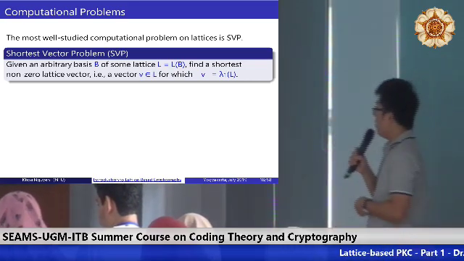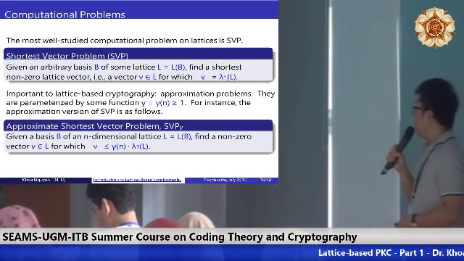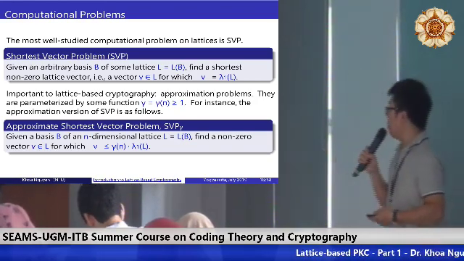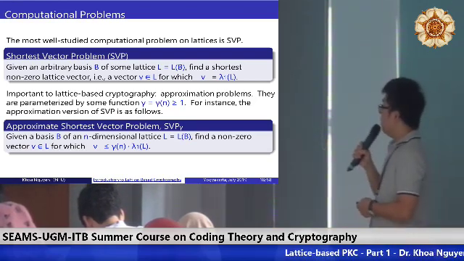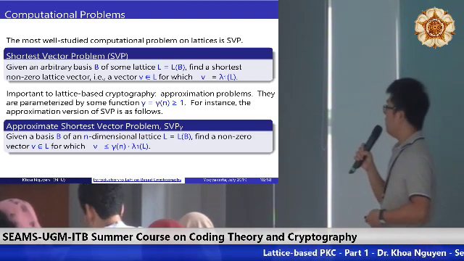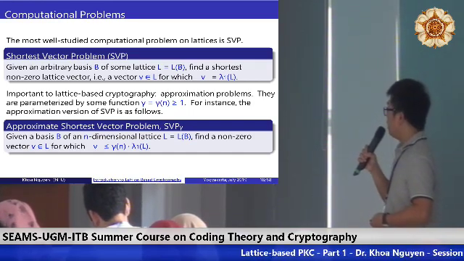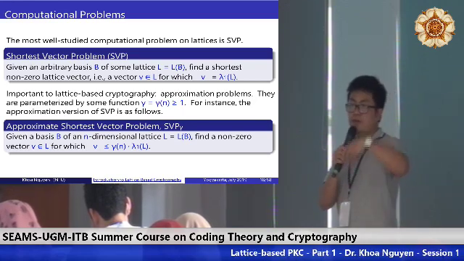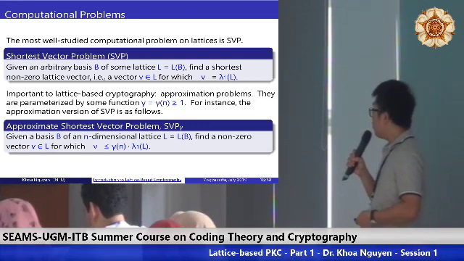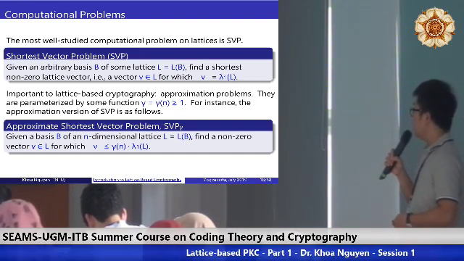In fact, this problem is hard, but it is not really useful for cryptography. Important for lattice-based crypto are what we call the approximation problems. Because you know that the SVP problem, for very big dimensions, we cannot solve it, and we cannot use it to build cryptography either. The approximation problem is some kind of relaxed version of the exact problem. So they are parameterized by some function gamma of the dimension of the lattice, and gamma is at least 1.